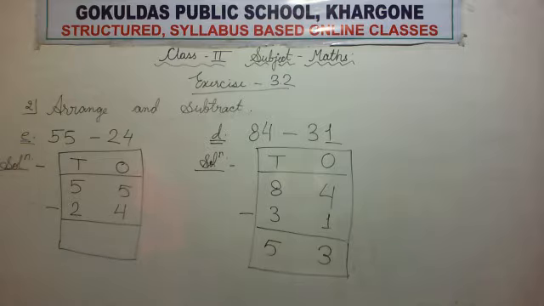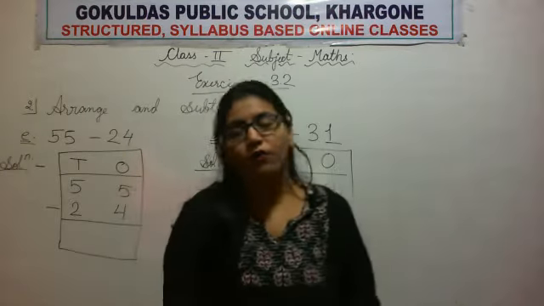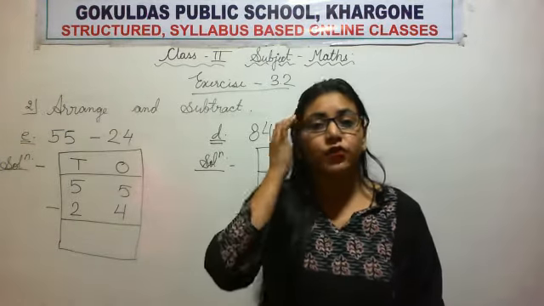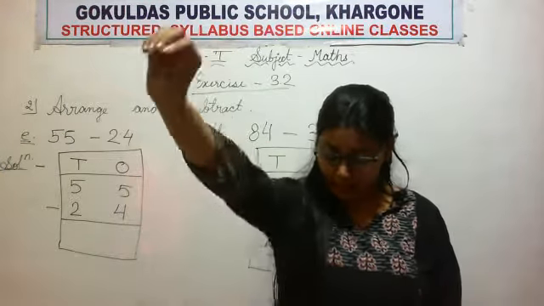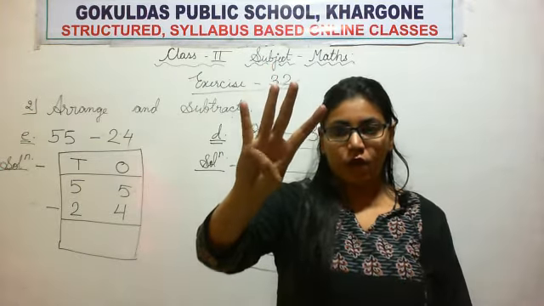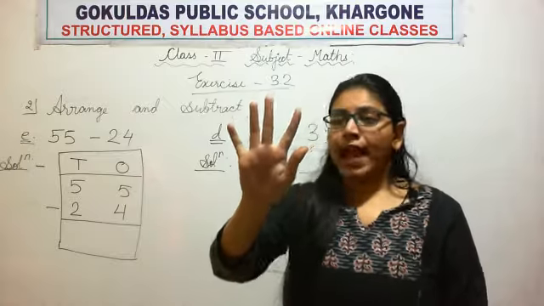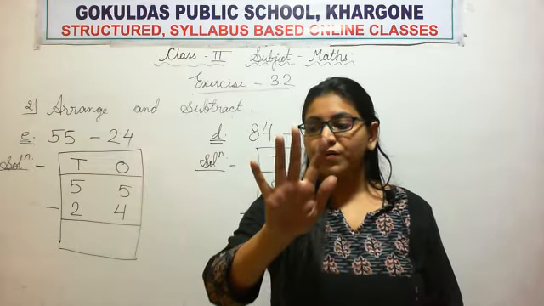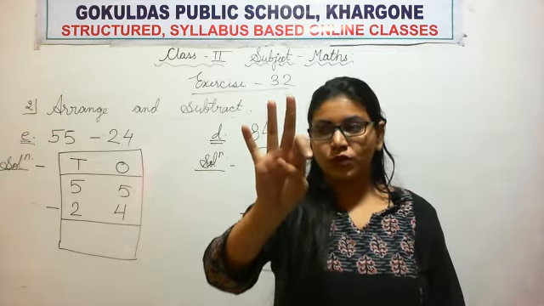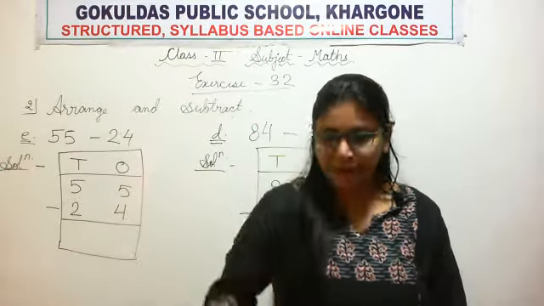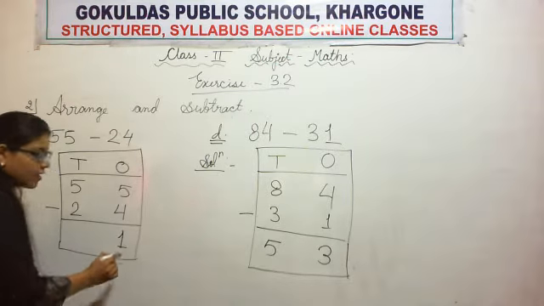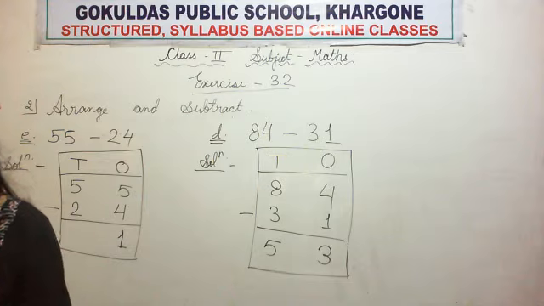Now we'll subtract ones from ones. So 5 minus 4. So we will open 5 fingers first. Let's open 1, 2, 3, 4, 5. Minus 4 is there. So we'll remove 4 fingers. 1, 2, 3, 4. 1 finger is left. So we will write the number 1.